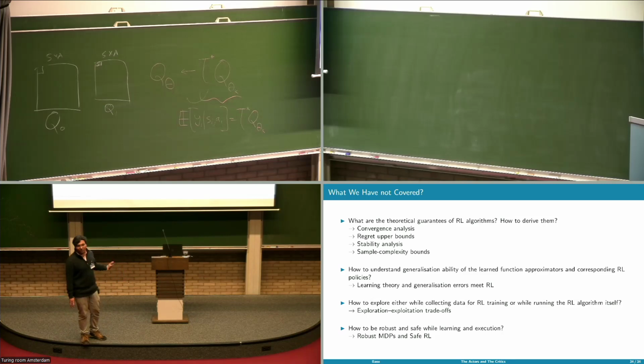The exploration, exploitation, obviously, we have not talked about. And the other question is, can you be robust and safe while learning and execution? That is the robust MDP and safe RL that I think Mariam will talk about later. So that's all. At least that's the known unknowns.